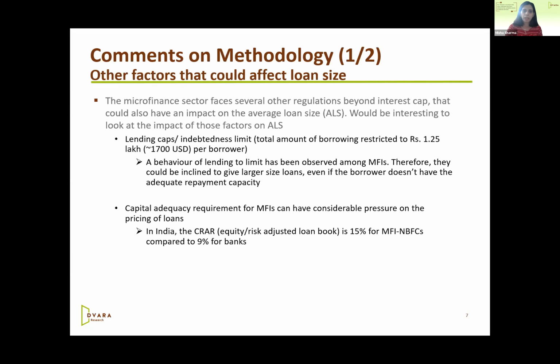Two very quick points on the methodology. One, there are other factors that could affect loan size as well, other regulatory factors such as lending caps or indebtedness limits. I think that could also have an impact on the average loan size. So maybe you can consider that.